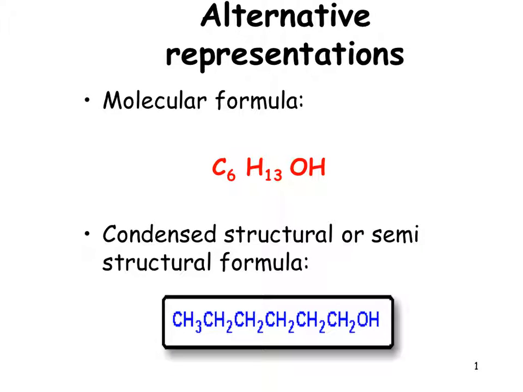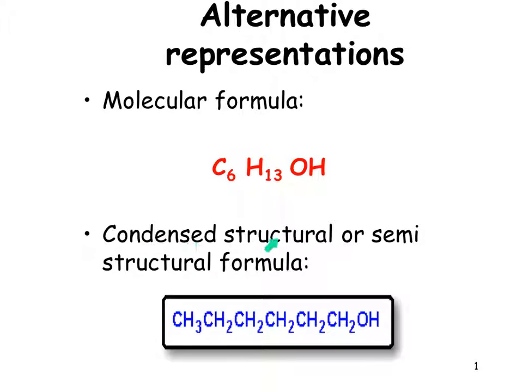We can represent organic molecules in a few different ways. The first one is called the molecular formula. So C6 tells me how many carbons I've got. H13 tells me how many hydrogens I've got. And OH. Now you might say, well, why didn't you say H14? Because what we'll come to know is that the OH group is the alcohol group, and so we like to show it slightly separately. So those are just the atoms that are in there.